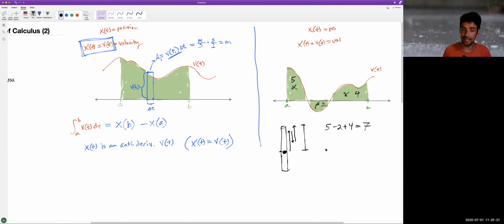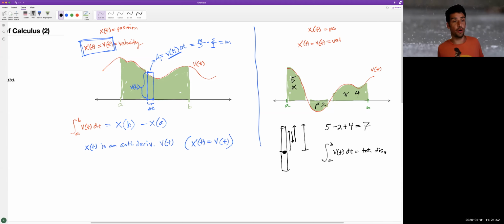And so when we take an integral, if I take the integral from a to b of v of t dt, we get the total displacement, right? And this is often what we want. If all I care about is where did my particle end up, or how far away from its starting point did it land, that's exactly what we want. On the other hand, maybe sometimes you do want to know how far it's traveled.